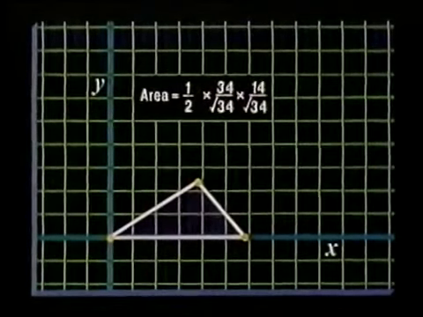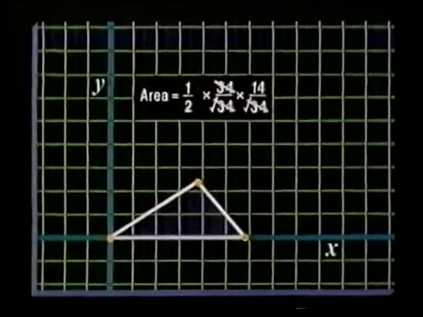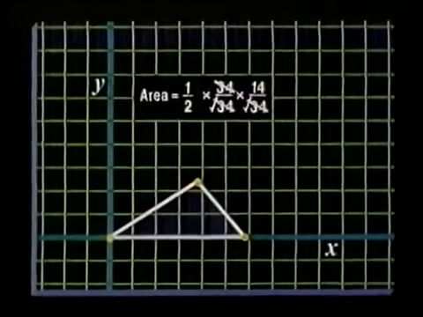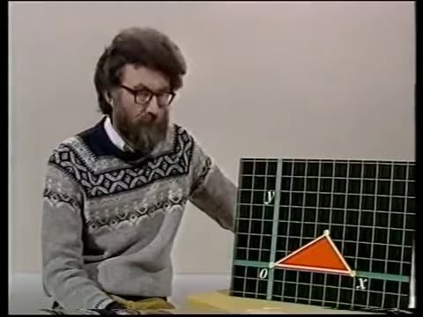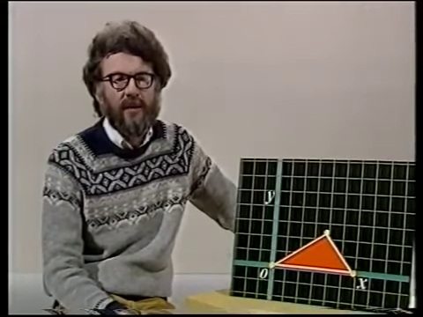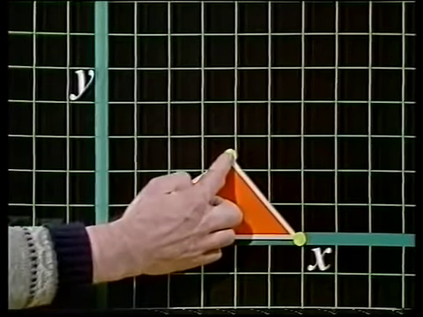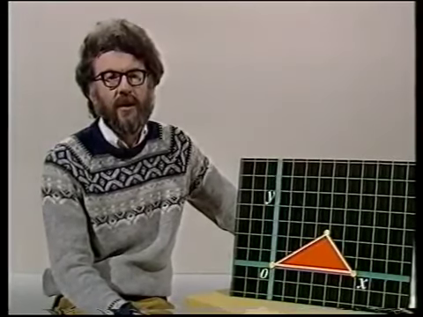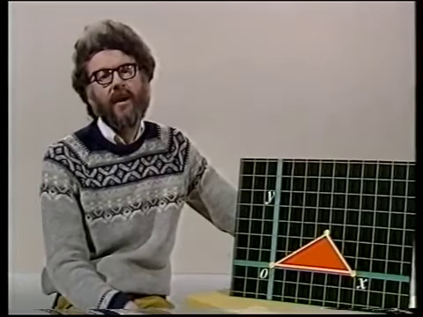And this simplifies. The root 34s cancel with 34 to give 14 over 2, which is 7. So having done our transformation, all we required were 2 values in order to calculate the area: the x-coordinate of this vertex and the y-coordinate of this one. By translating the triangle to the origin and rotating it, we simplified our representation of it considerably. And of course, this method can be used for any triangle in any position.